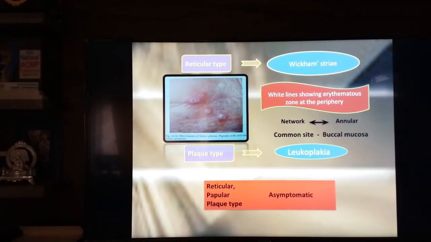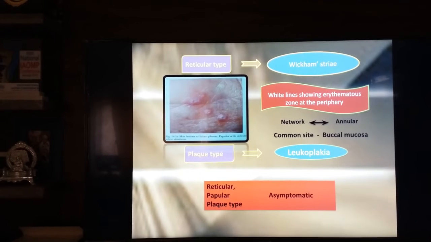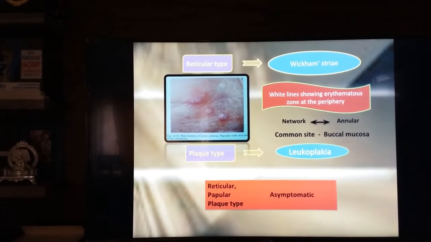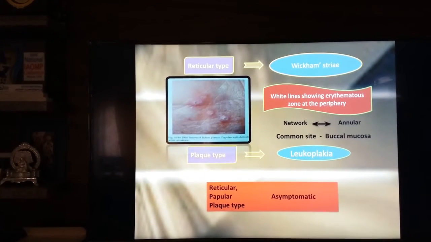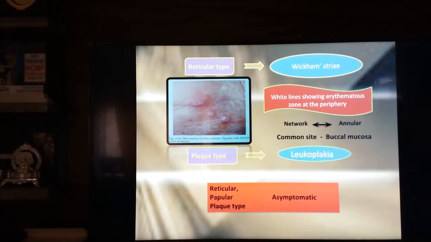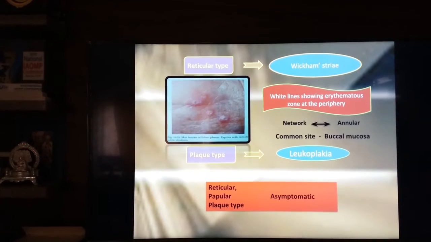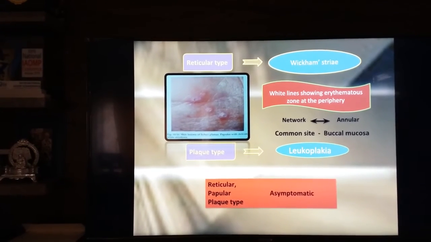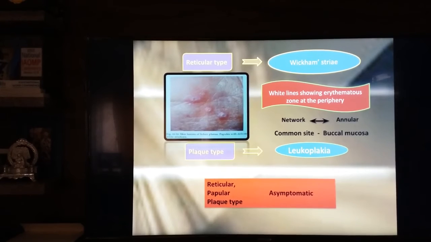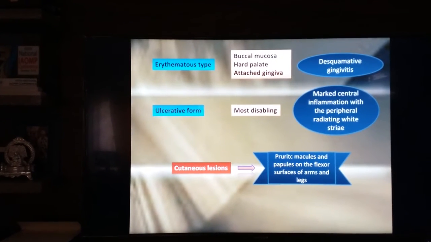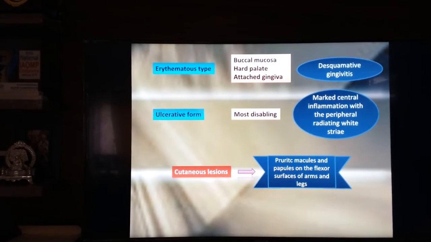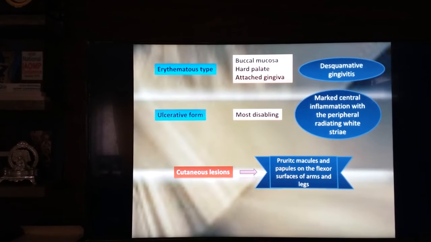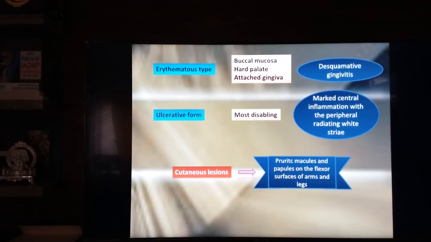Usually the common lesions in the oral cavity occur in the buccal mucosa, and another characteristic feature of lichen planus is that it is bilaterally symmetrical. If it is present on the right side, it will be present on the left side also. The lesions could be, as I was telling you, reticular, papillary or plaque type. Usually it will be asymptomatic in nature. But as time passes, you can find an erythematous type, and the buccal mucosa, hard palate and attached gingiva can all be involved.